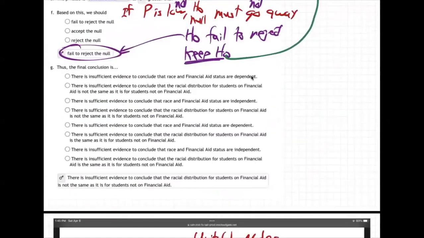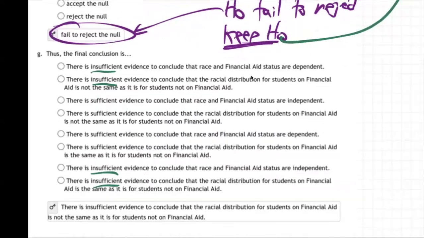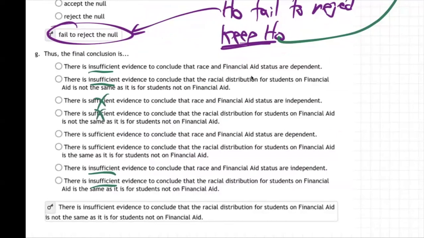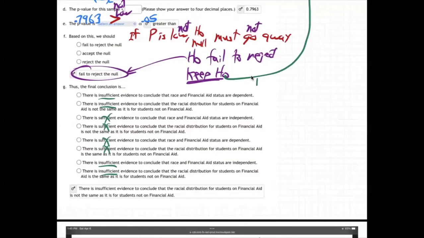Okay, so we come on down and we go, okay. Now notice we have insufficient, insufficient, insufficient, insufficient. It's got to be one of those four. It's not the sufficient ones. Why? Because weak evidence, right? Weak evidence means insufficient, meaning there was not enough evidence.